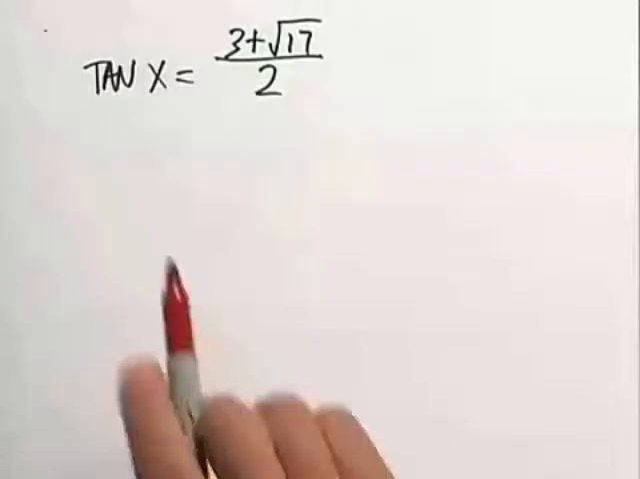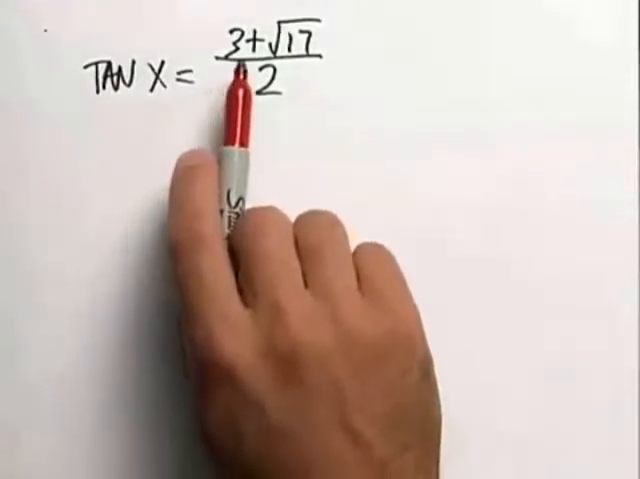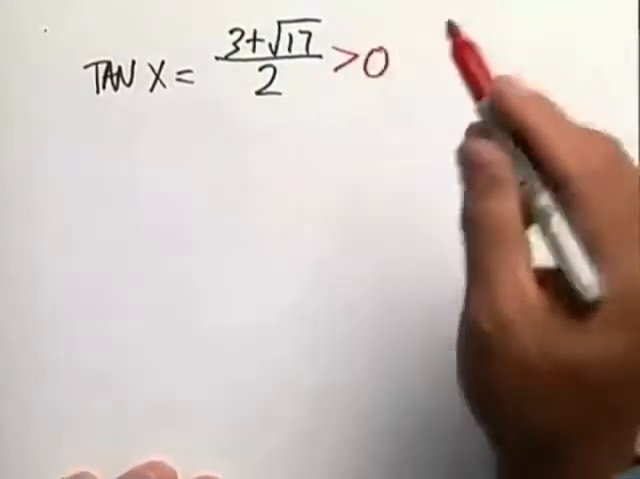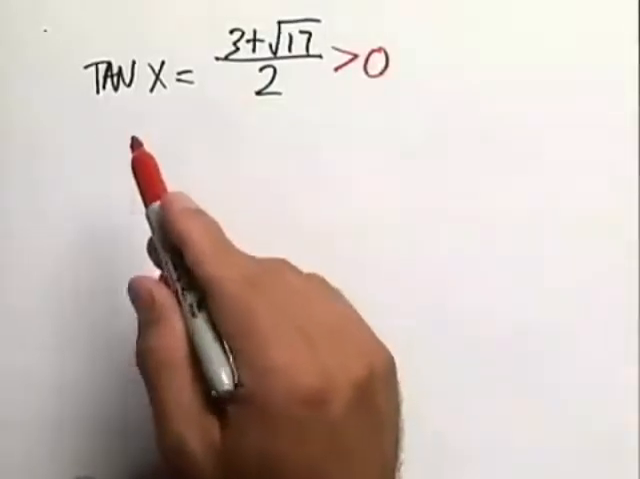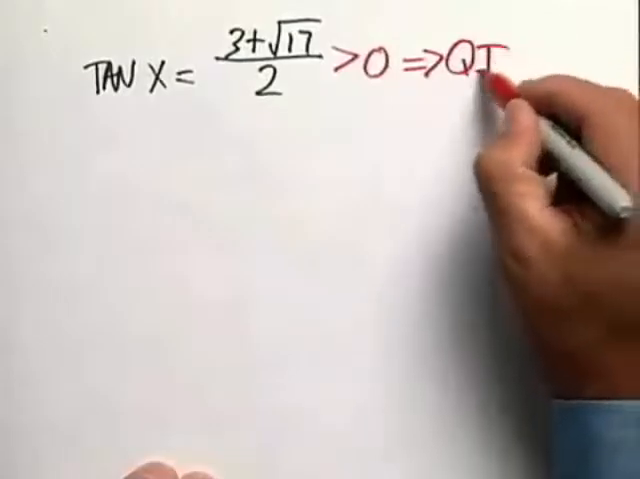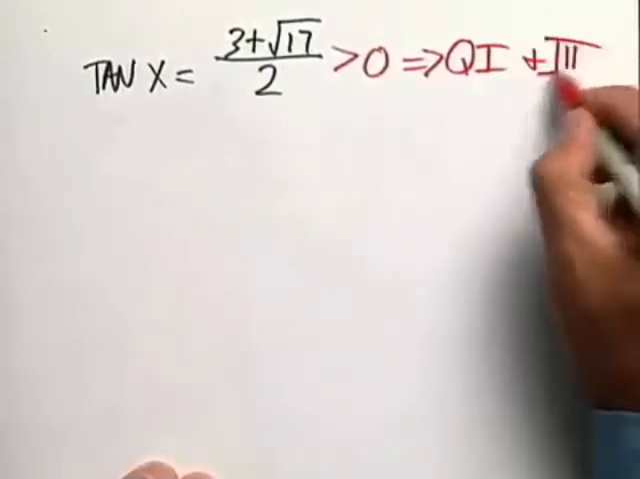Now we need to consider the positive case. That was the case where the tangent of x was equal to 3 plus the square root of 17 all over 2. If you put that into your calculator, you get a positive value for that. Now let's think about this. If this is positive, we have to think about in which quadrants the tangent is positive, and this occurs for us in quadrant 1 and also in quadrant 3.